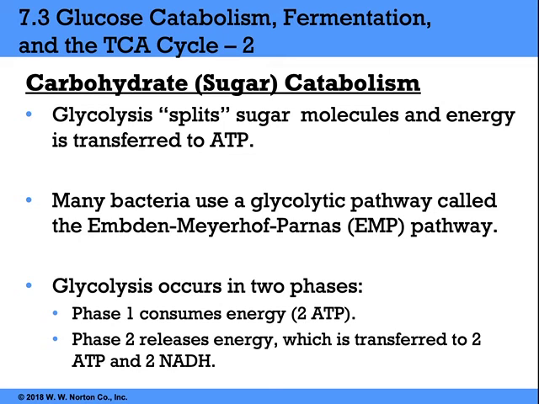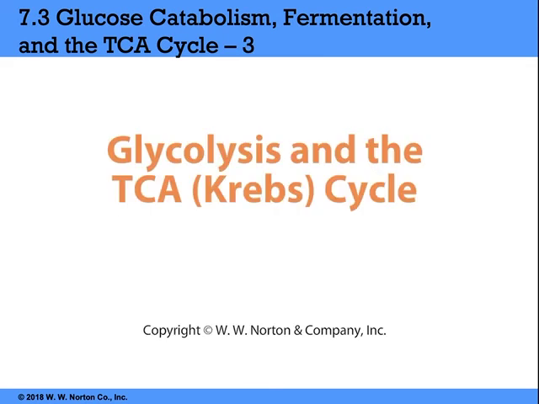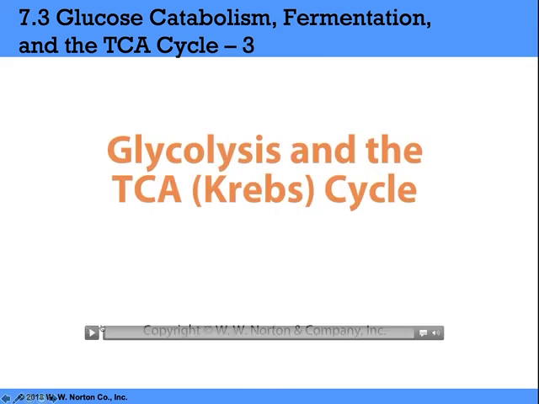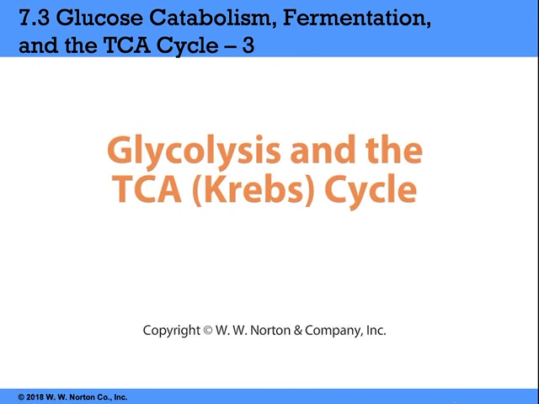On its own. A lot of bacteria use a glycolytic pathway called the Embden-Meyerhof pathway. Glycolysis happens in two phases, an energy consuming and an energy releasing phase. So let's take a look at glycolysis, and later we will talk a little bit about the Krebs cycle.